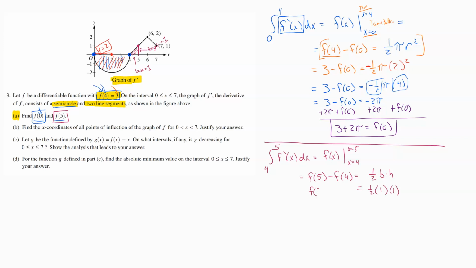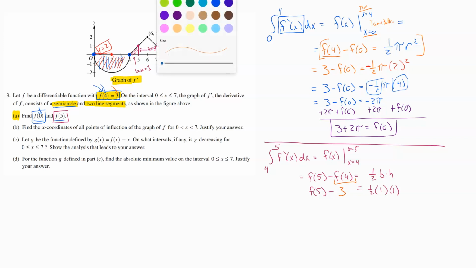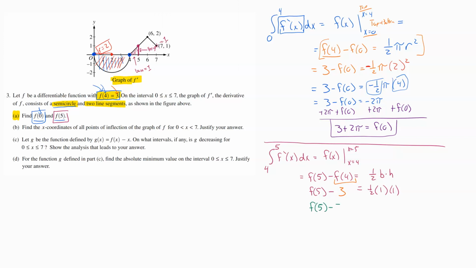So then we end up with that. And then we have f of 5 minus f of 4, and again, we know that value. That was given to us to start with. The f of 4 is 3. And we're just going to solve this now to get f of 5 by itself. So we go ahead and clean up that right-hand side. We get f of 5 minus 3 equals 1/2 times 1 times 1, which is going to get us 1/2. And then, final move here, we just add that 3 over to the other side, and we end up with f of 5 equals 3 plus 1/2.